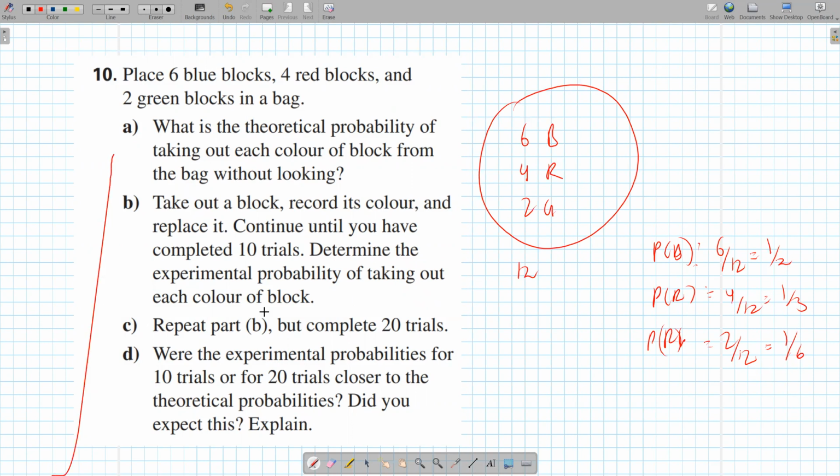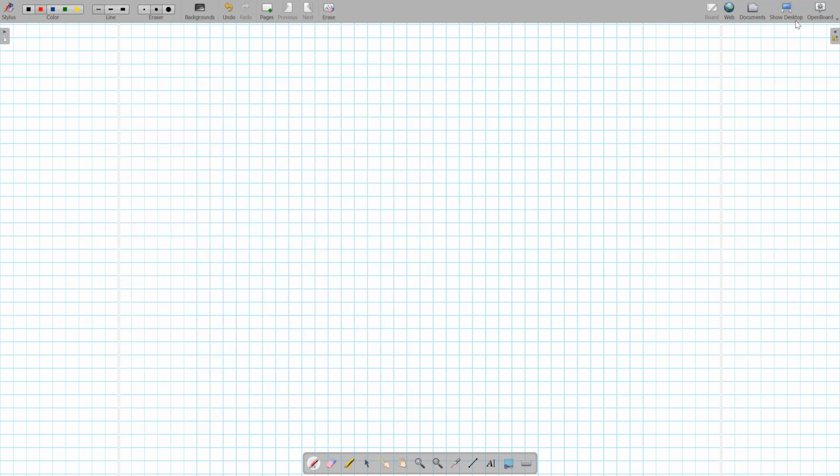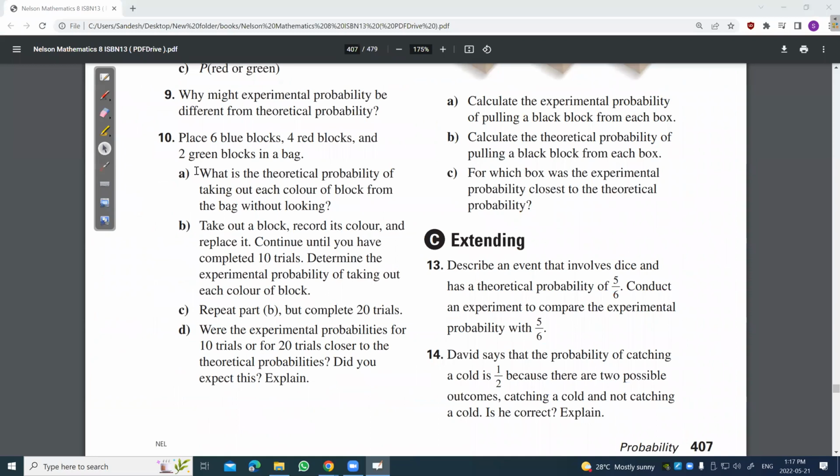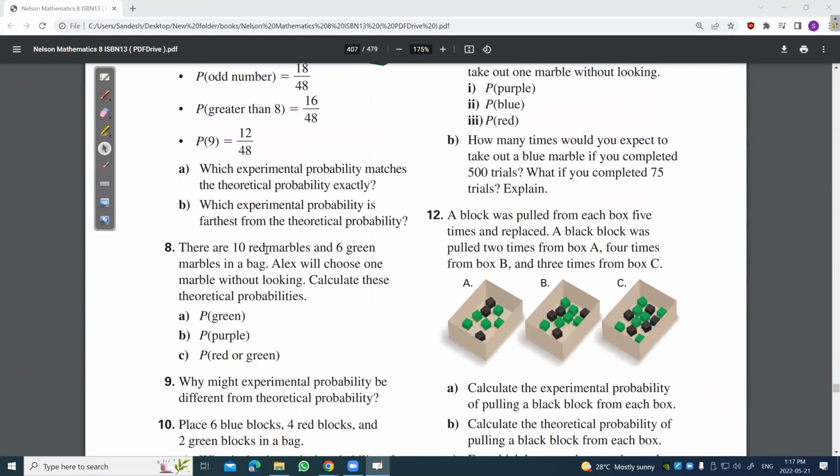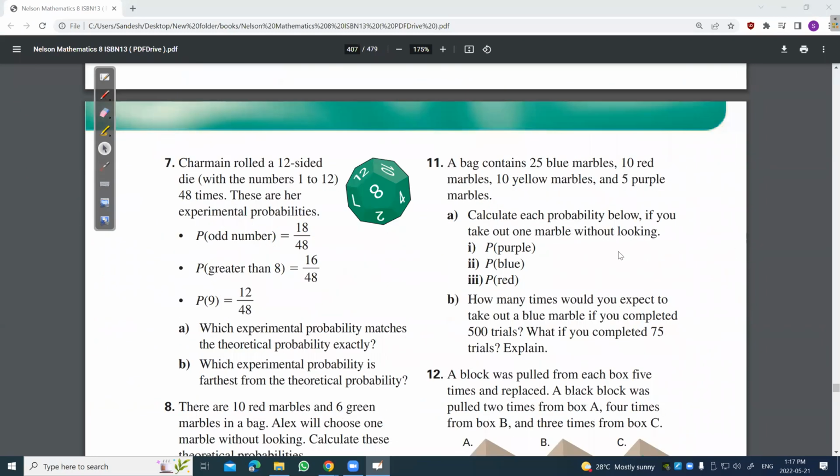These are just experimental. We could do them, but when you do them, it won't be the same, because there's not enough number of trials. There's a probability that it's going to be exactly as we expected, but that is highly unlikely.